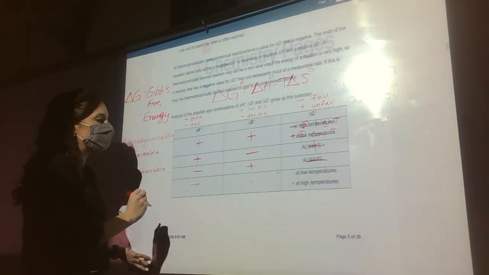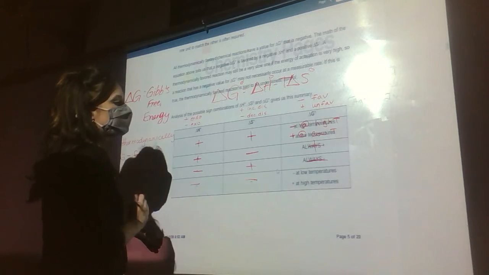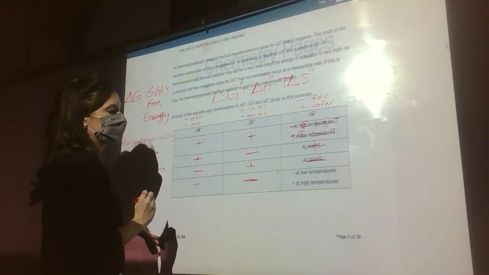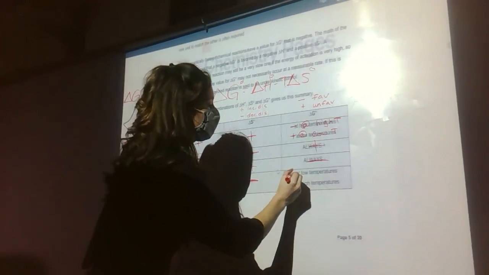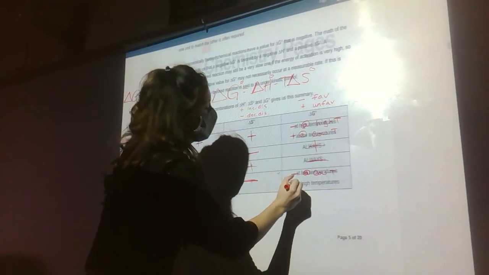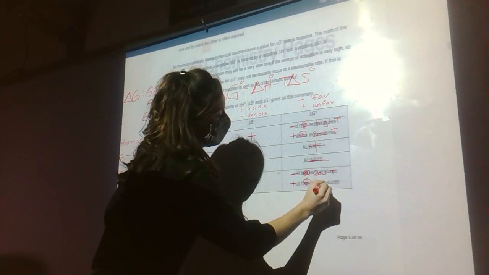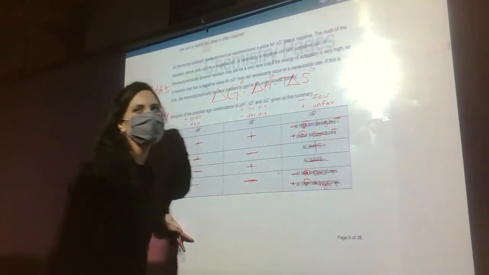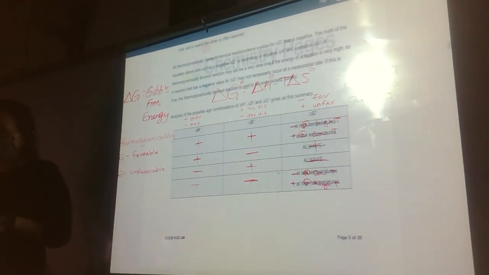An exothermic reaction that decreases entropy will happen at low temperatures, will not happen at high temperatures. Those are weird. We don't encounter those as often. These are reactions that require cold temperatures. You have to put it on ice for it to go. It's not often, but it happens.